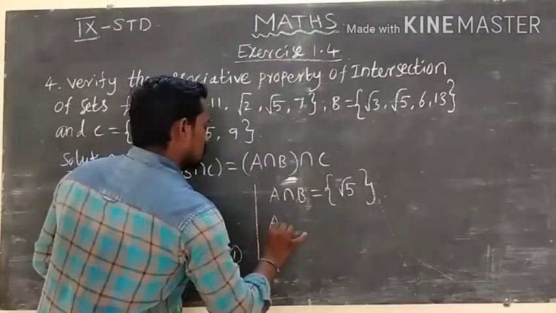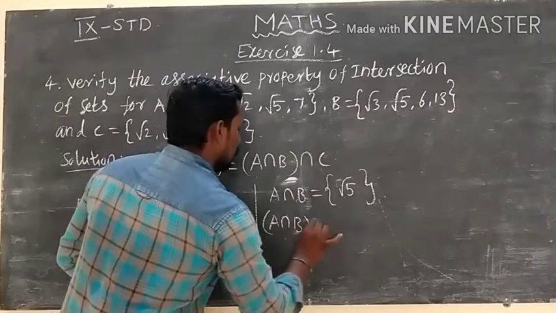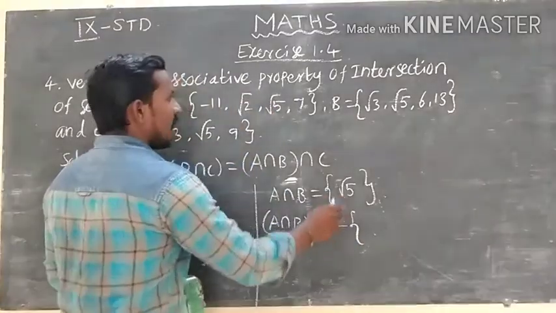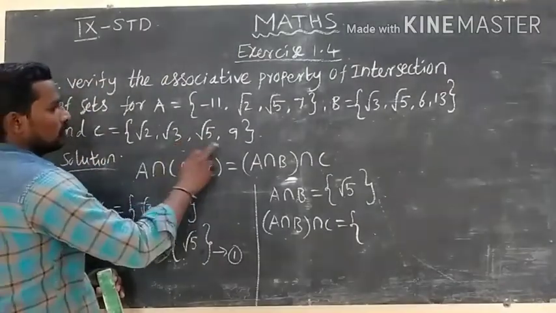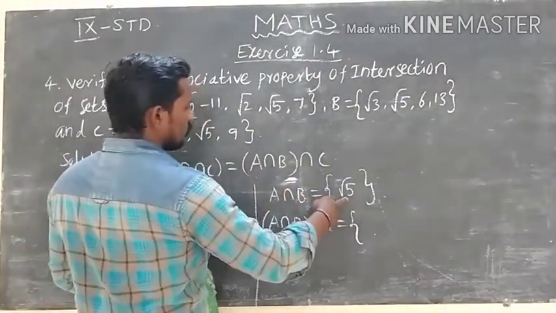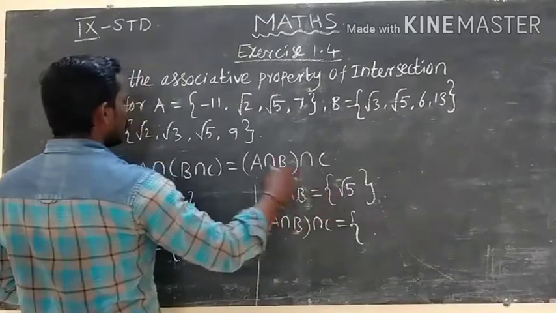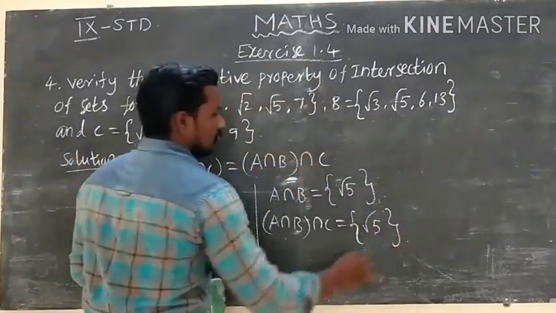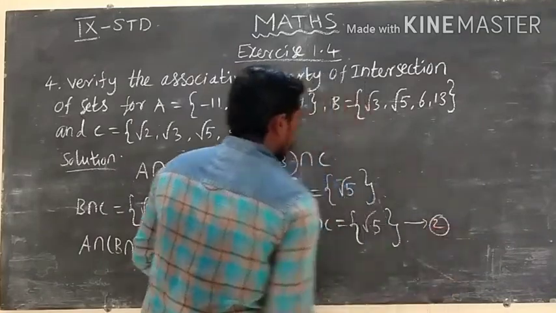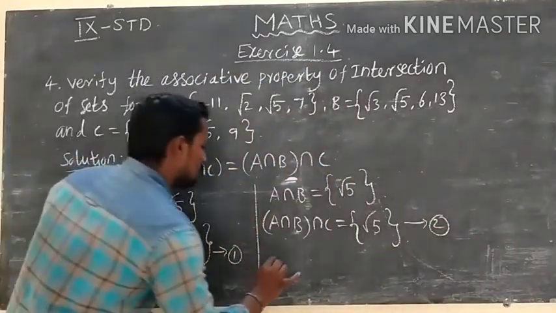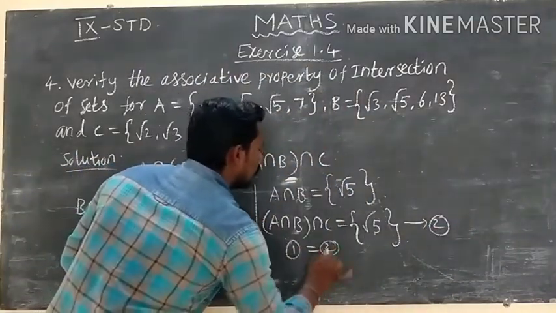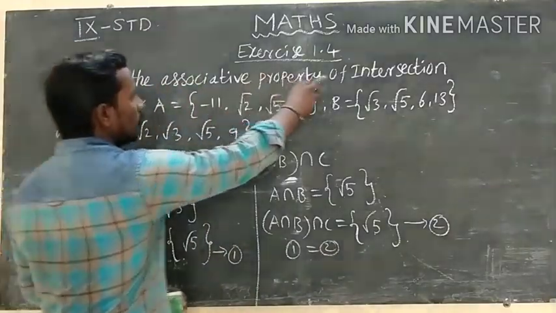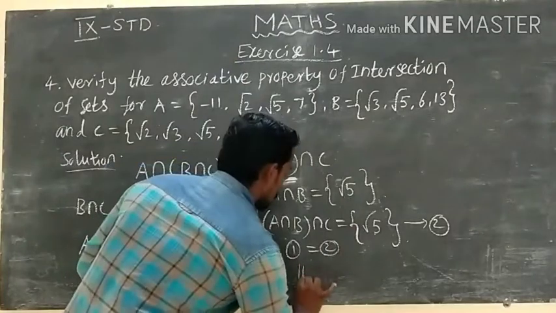Then the question: (A ∩ B) ∩ C. Now compare A ∩ B and C. Only one element exists, root 5, and it exists in C. So root 5 is your answer. This is number 2. Compare 1 and 2: we get 1 is equal to 2. That is, LHS is equal to RHS. Hence the associative property of intersection is verified.